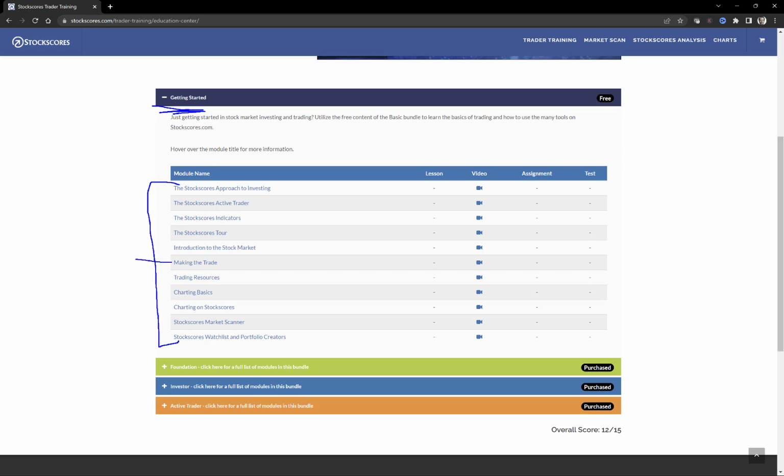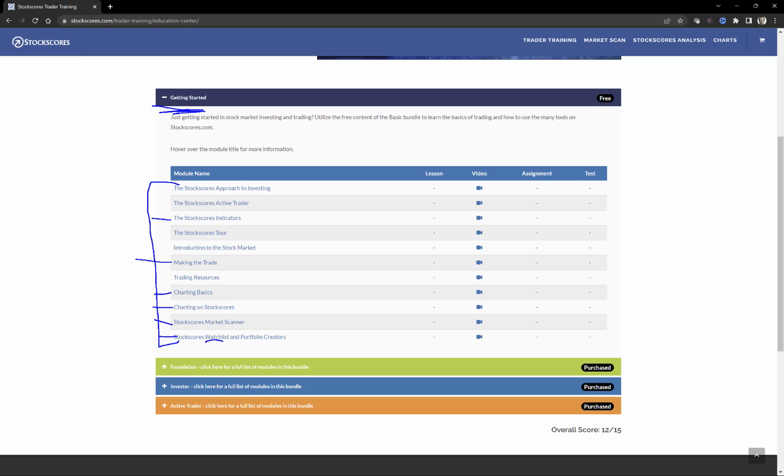So the basics of making your first trade, what do the Stockscores indicators do? What are they based on? How to use the charting on Stockscores. What are the basics of stock charts? What's a candlestick chart? What's the volume indicator? All that kind of stuff. A little tour of the market scan tool and some of the other tools on Stockscores.